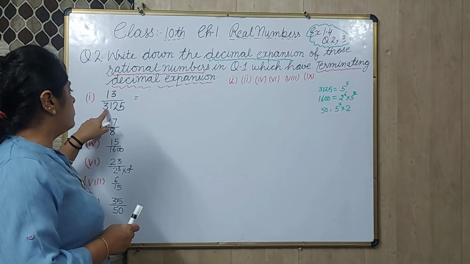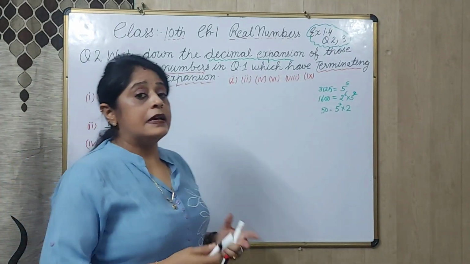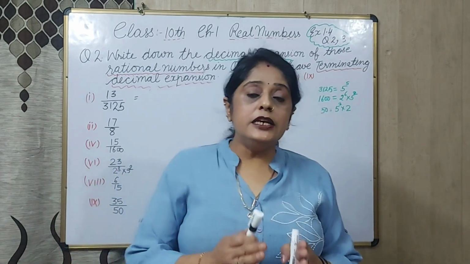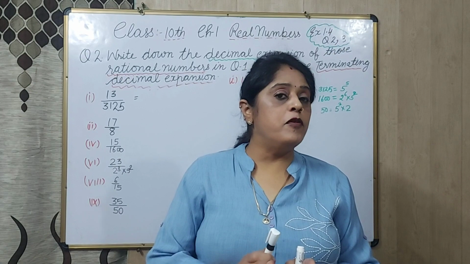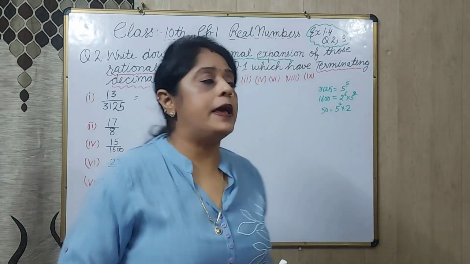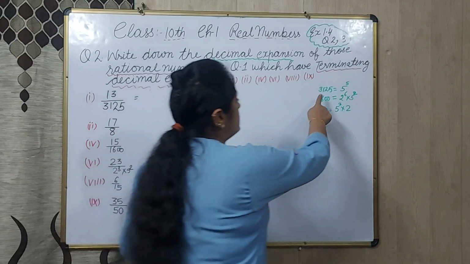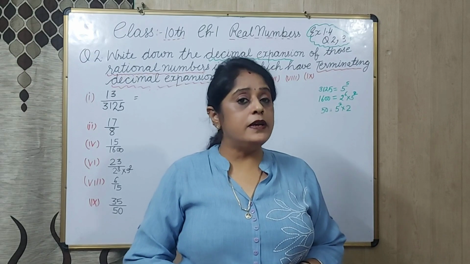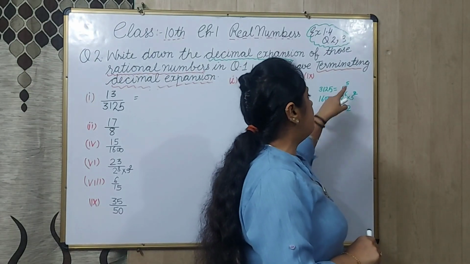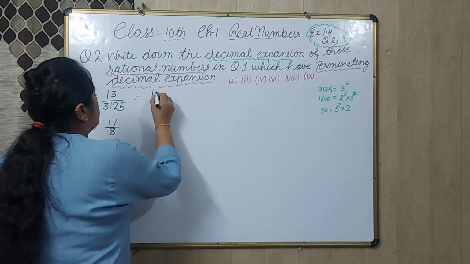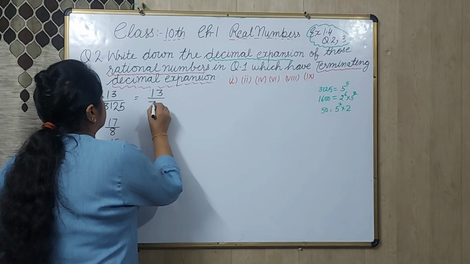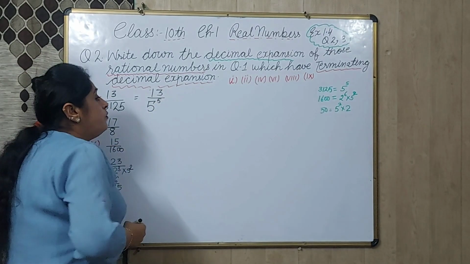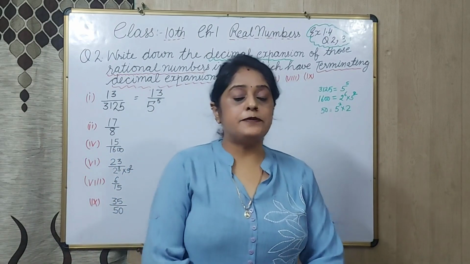We have to write the decimal expansion for those which are terminating. 13 by 3125. You know that we can write a rational number in p by q form, and for a terminating decimal, q should be in the form of 2 power n and 5 power n. 3125, their prime factorization we have previously done, so I am not doing it again. We can write 5 power 5. So 13 and we will write 5 power 5. Now we have to change it into decimal expansion.